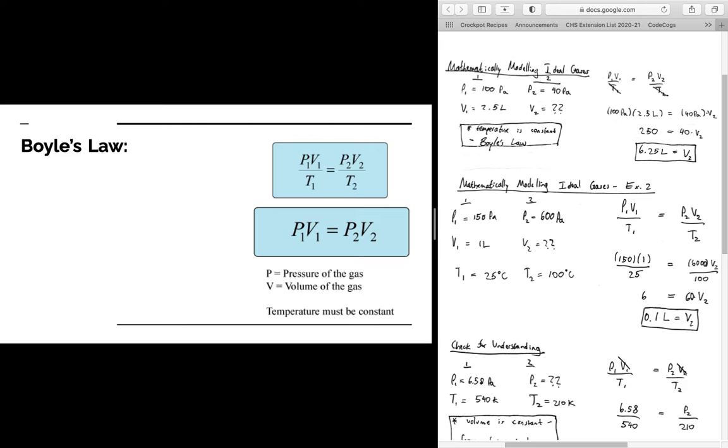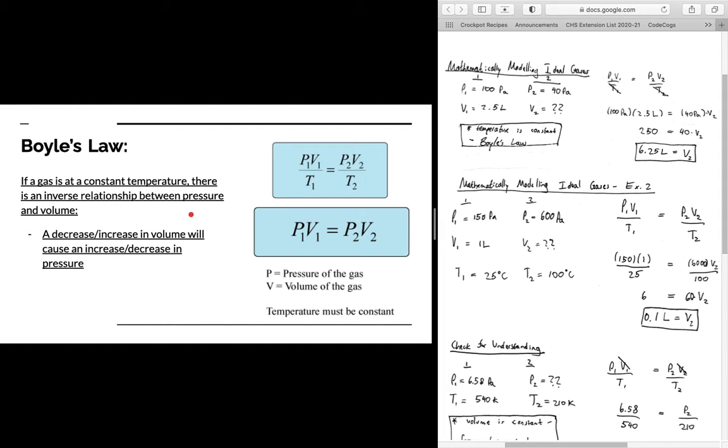All right, so let's look at special cases of the gas laws, okay? So Boyle's Law. Boyle's Law states that if a gas is at a constant temperature, there's an inverse relationship between pressure and volume, okay? A decrease/increase in volume will cause an increase/decrease in pressure, okay? P1 times V1 equals P2 times V2. Because temperature is constant, we can cross out T1 and T2 right here, and we get P1 times V1 equals P2 times V2, okay?